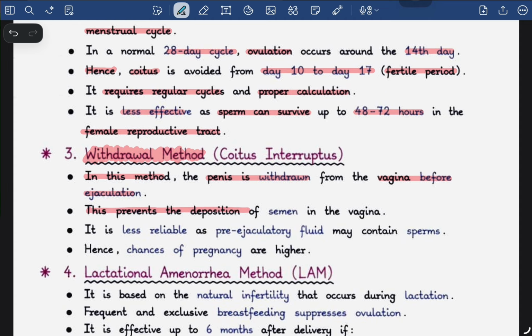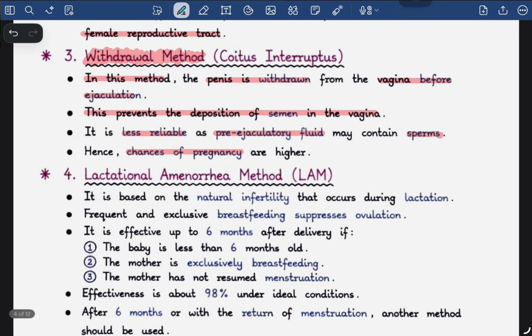This prevents the deposition of semen inside the vagina. It is less reliable because the pre-ejaculatory fluid may contain sperm, and hence the chances of pregnancies are higher. So this method is also less effective or less reliable because before the release of sperm, pre-ejaculatory fluid is released which may contain sperm, and those sperms can also fertilize the ovum.